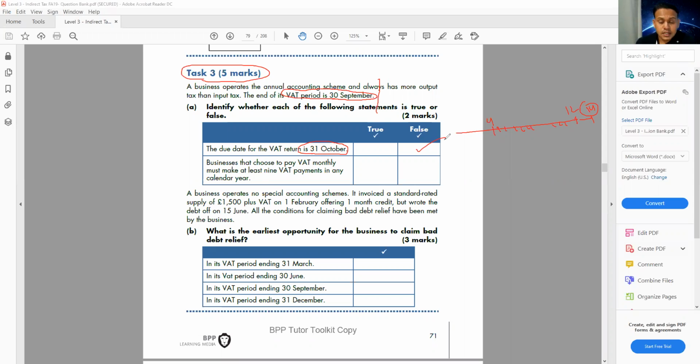After that, the next one is asking: businesses that choose to pay VAT monthly must make at least 9 VAT payments in any calendar year. This is absolutely true. If the business decides to pay monthly, they have to pay at least 9 installments for the whole year. So this is true.